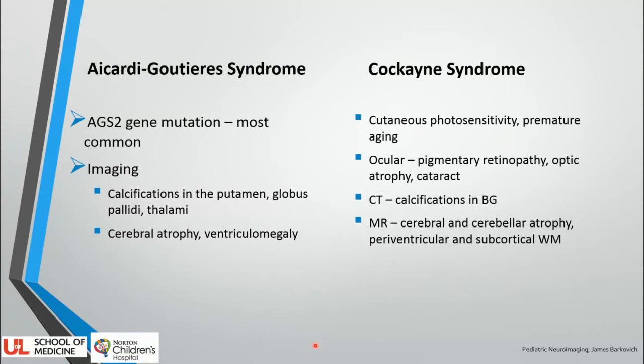Aicardi-Goutieres syndrome and Cockayne syndrome are grouped because of similarities on imaging. Both conditions demonstrate basal ganglia calcifications and cerebral atrophy. Patients with Cockayne syndrome present with photosensitivity, premature aging, and ocular abnormalities.